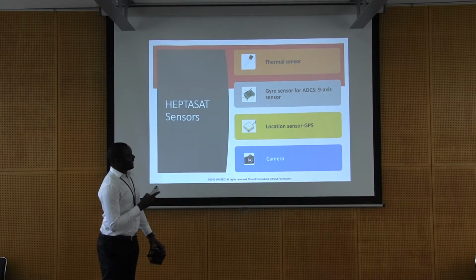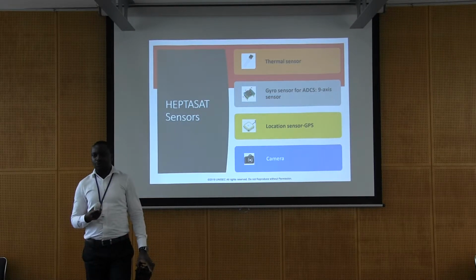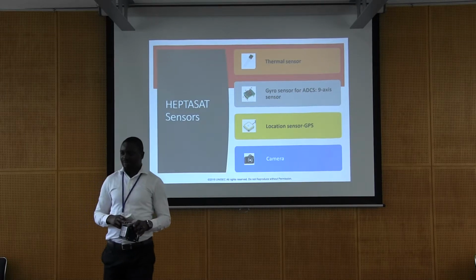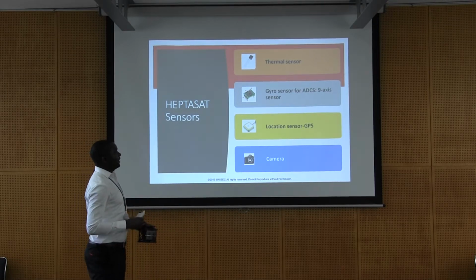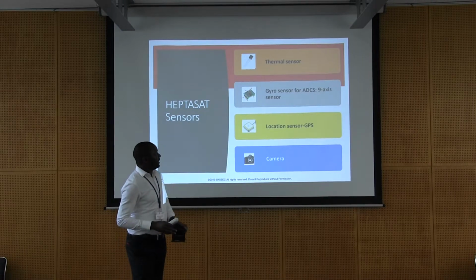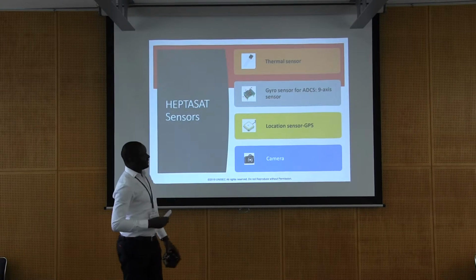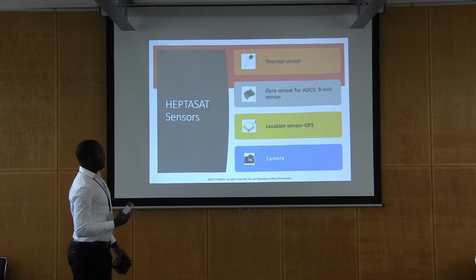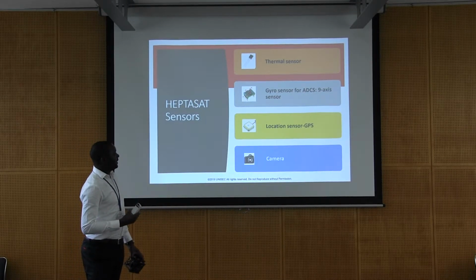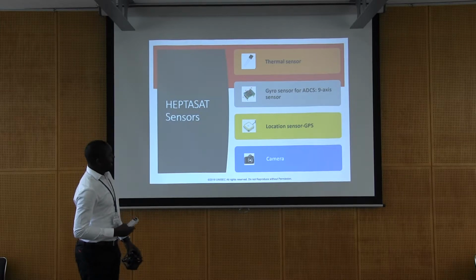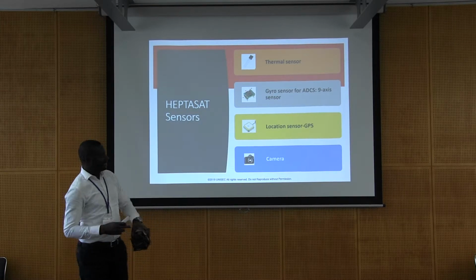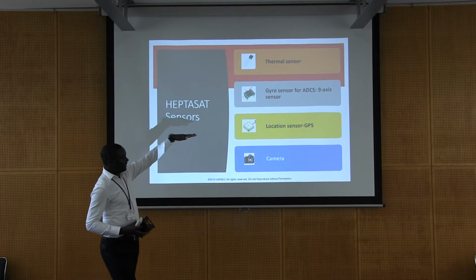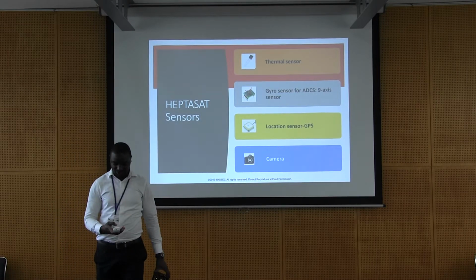The gyro sensor is for attitude determination and control. We don't have control within this model satellite, but in a normal satellite, you will have a control subsystem. So the gyro sensor is a 9-axis sensor. It measures the acceleration, the magnetism, and the gyro. And we have the location sensor, which is the GPS, and the camera. So we are going to install these four within this lecture, this lab.